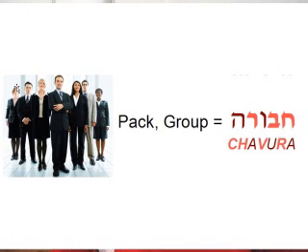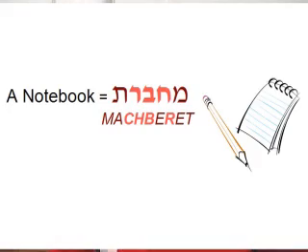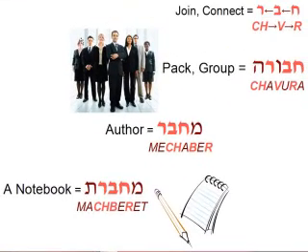Let's look at the word Mechaber, an author of a book or article. The author puts the words together, joins them in order to tell his story or share his ideas. The word Machberet, notebook, is a pack of connected papers. All examples show that the root appears within different forms or words. The examples also show that the original meaning of the root is kept and relates to the meaning of the word.